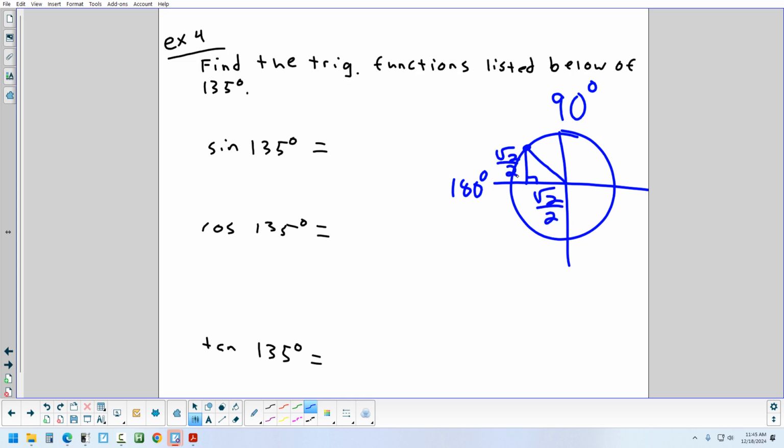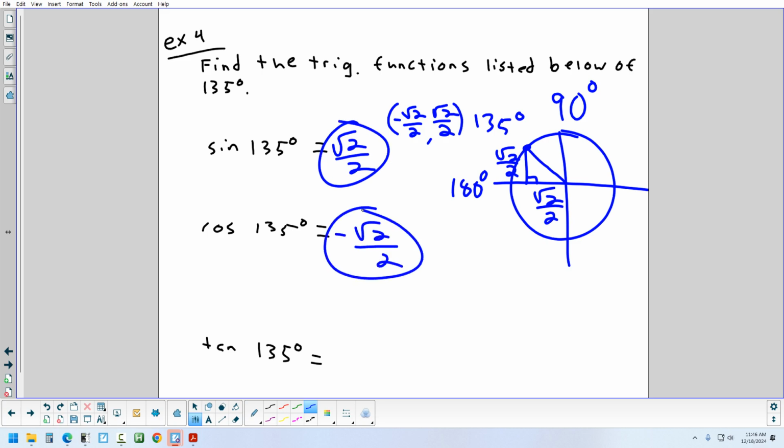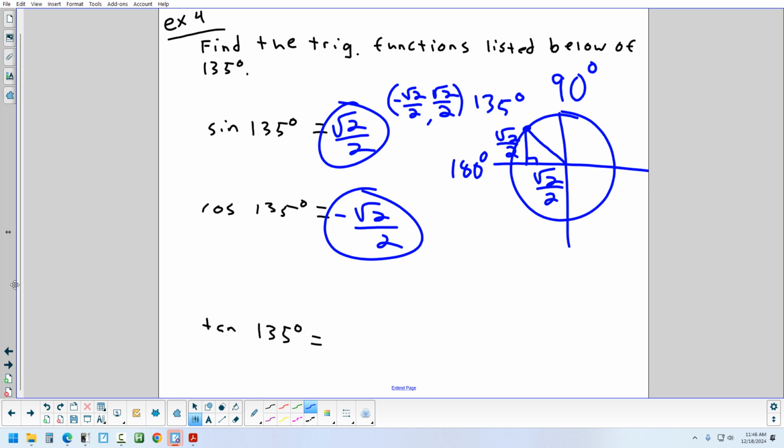But we have to take into account that we went left and then up. So what would be the coordinate for 135 degrees? Negative square root 2 over 2, and then square root 2 over 2. Yep. Okay, so now the sine of 135 would be square root of 2 over 2. The cosine? Negative square root of 2 over 2. And the tangent? That would be -1. Yep.